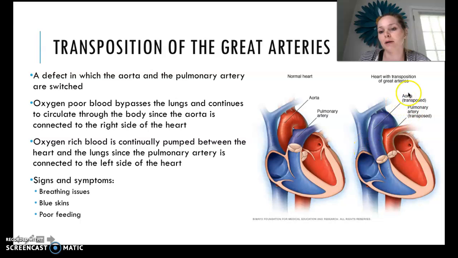And in this picture with the transposition, you can see that the aorta is blue, so it is carrying deoxygenated blood, and that is going out to your body. And this pulmonary artery is red, so it is carrying oxygenated blood back to your lungs to continue to be oxygenated and just do this vicious circle.